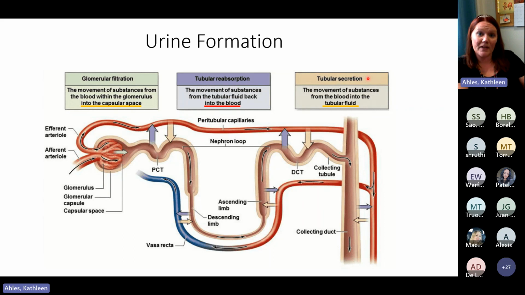If I secrete something, the amount of it in the urine goes up, the amount of it in the body goes down. So when we're looking across the glomerulus, every single part, we can do reabsorption back into the bloodstream or secretion back into the urine formation process. By the time we get to the end of the collecting duct, now we've officially made urine, and that urine is going to have the waste that we no longer need from the body.